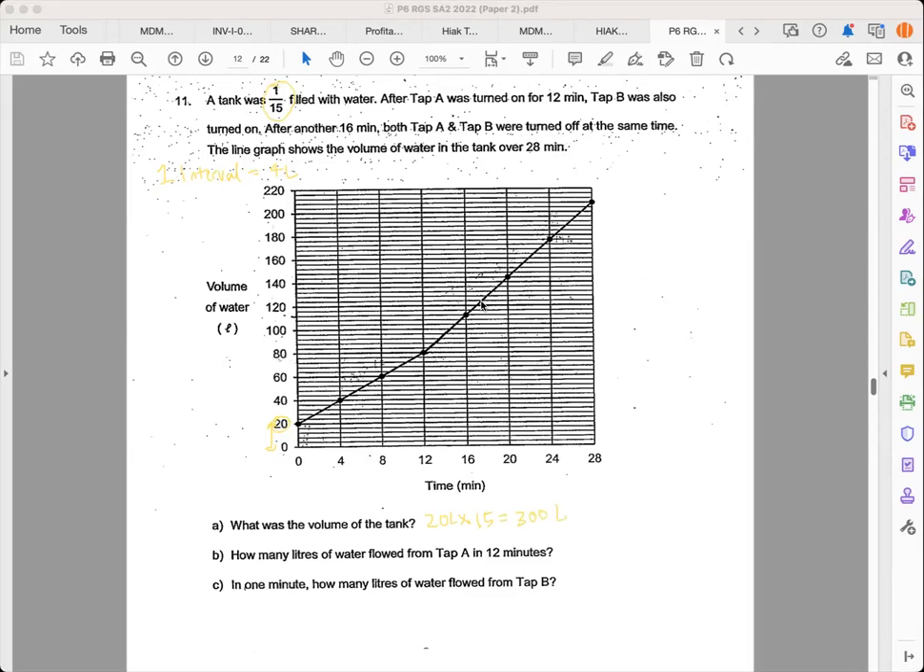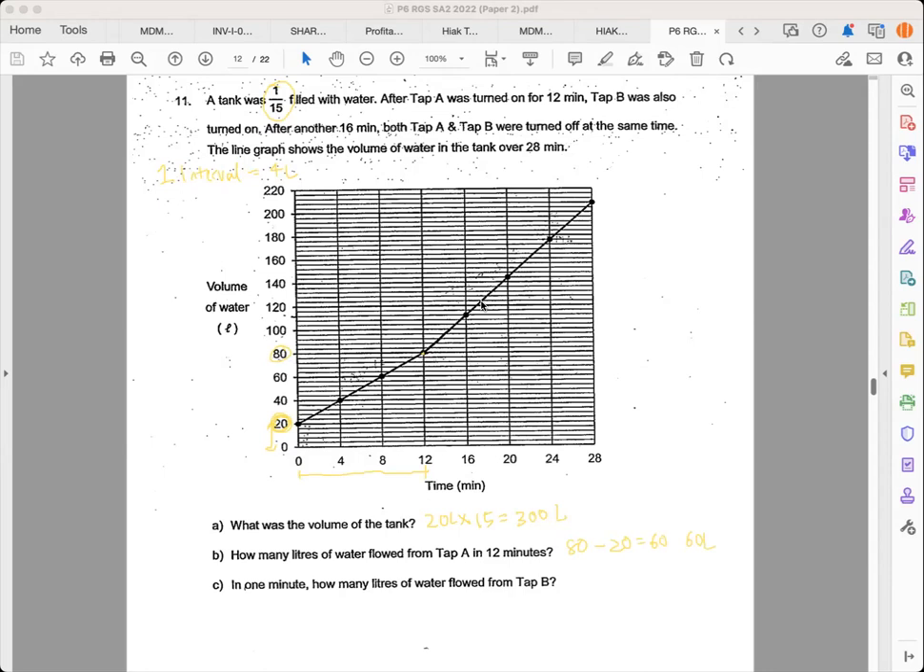Part B, how many liters of water flowed from tap A in 12 minutes? So 12 minutes is from here all the way to here. If you look at 12 minutes and extend this point to the left, it is 80. So 80 minus what they started with, 20, is 60. So the answer is 60 liters. Next.